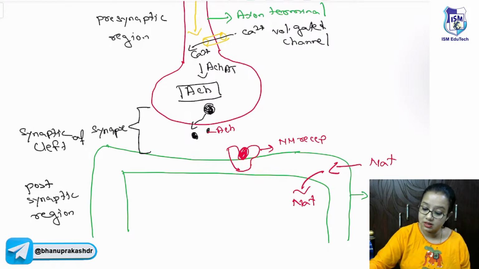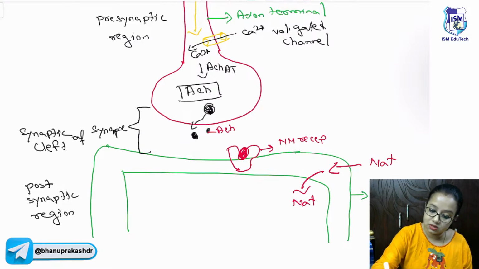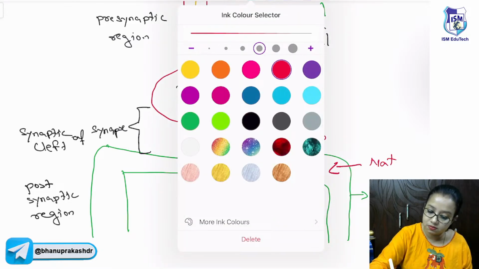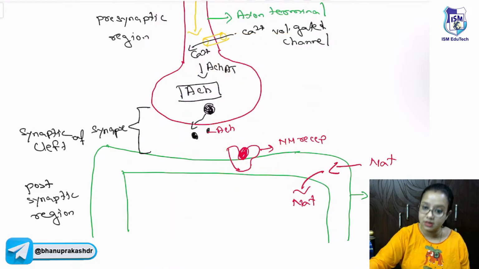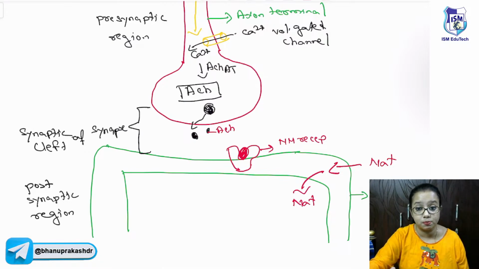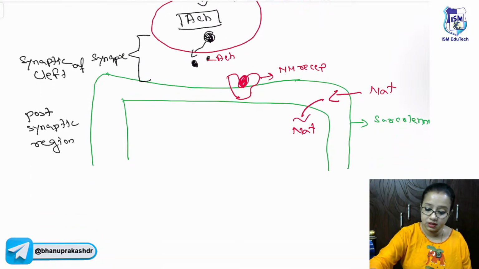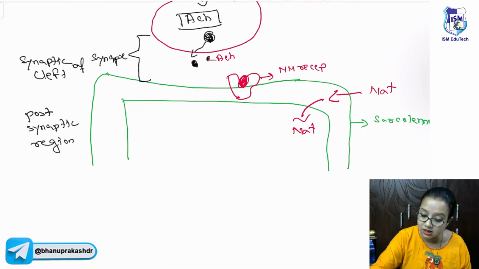Now, we know there is the ryanodine receptor as well as the dihydropyridine receptor. Now, this sodium influx is what? Sodium influx is generation of the wave of depolarization. So, when the wave of depolarization comes from the neuron via acetyl-CoA, because acetyl-CoA is an excitatory neurotransmitter, after it binds onto the receptor in the postsynaptic region, it will again induce a depolarization wave in the membrane of the muscle.